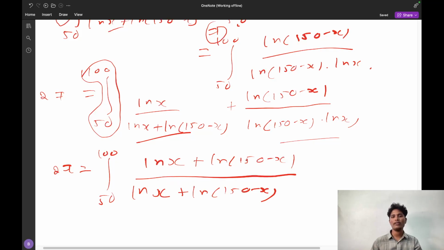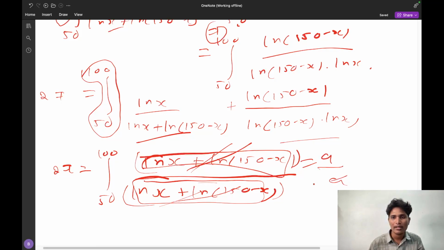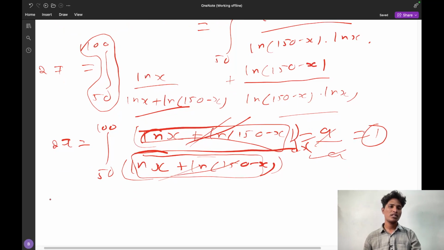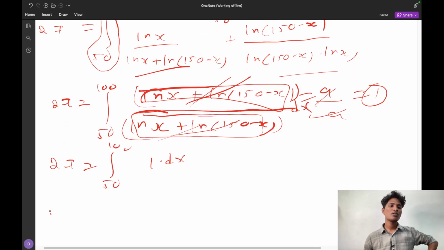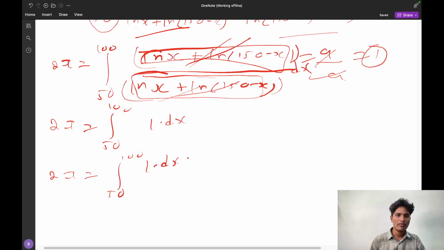If you observe carefully, these both are the same, so I can cancel. The entire numerator and the entire denominator are the same, so that is a divided by a. It will be cancelled and 1 will be the answer. And this integration is dx. So the integral from 50 to 100, this entire thing becomes 1 into dx. So 2I is equal to the integral from 50 to 100 of 1 dx. What is the integration of 1 dx? Now I am taking the integration of 1.